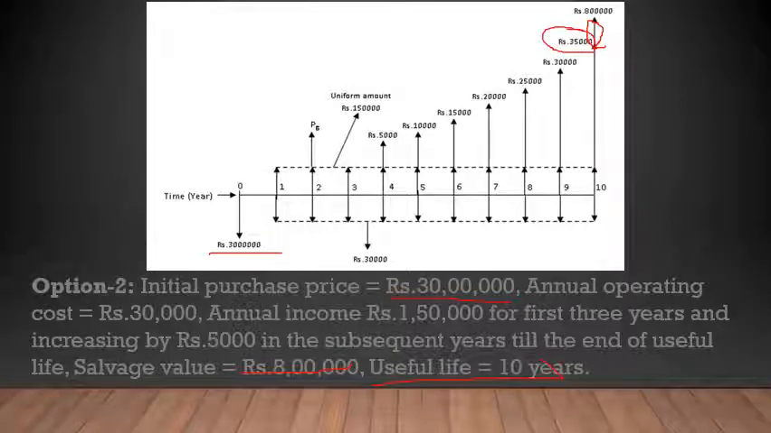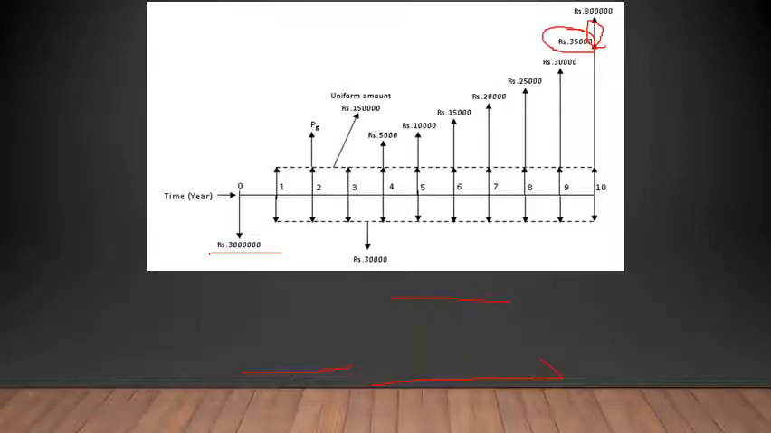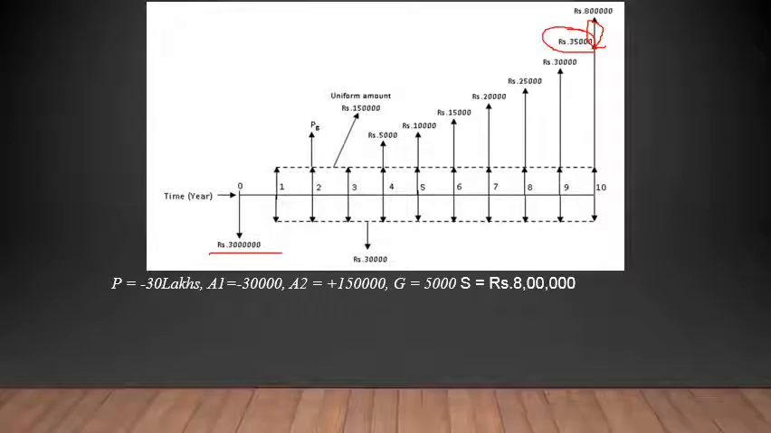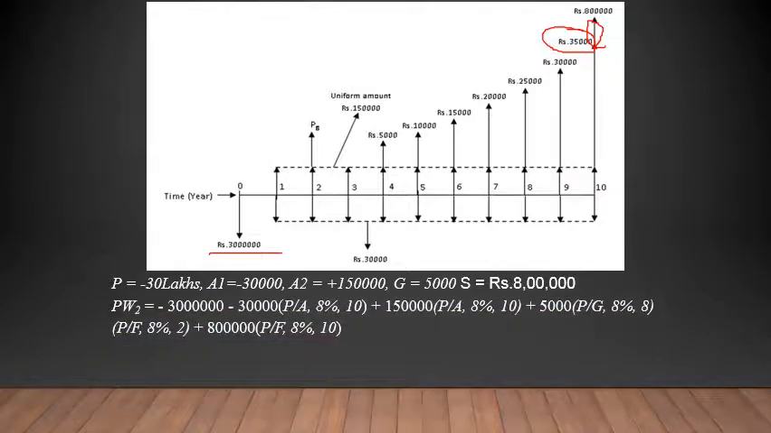Okay. Now let us solve it. How do we solve that? First, identify them as P or A or F, which we have already done. P is equal to minus 30 lakhs. A1 is equal to 30,000. There is no doubt in it. A2 is equal to 1,50,000. That 1,50,000 I will take as an amount which is throughout. And G is equal to 5,000 and S is equal to 8 lakh rupees. Minus 30 lakh is already P. There is no need for any conversion factor.